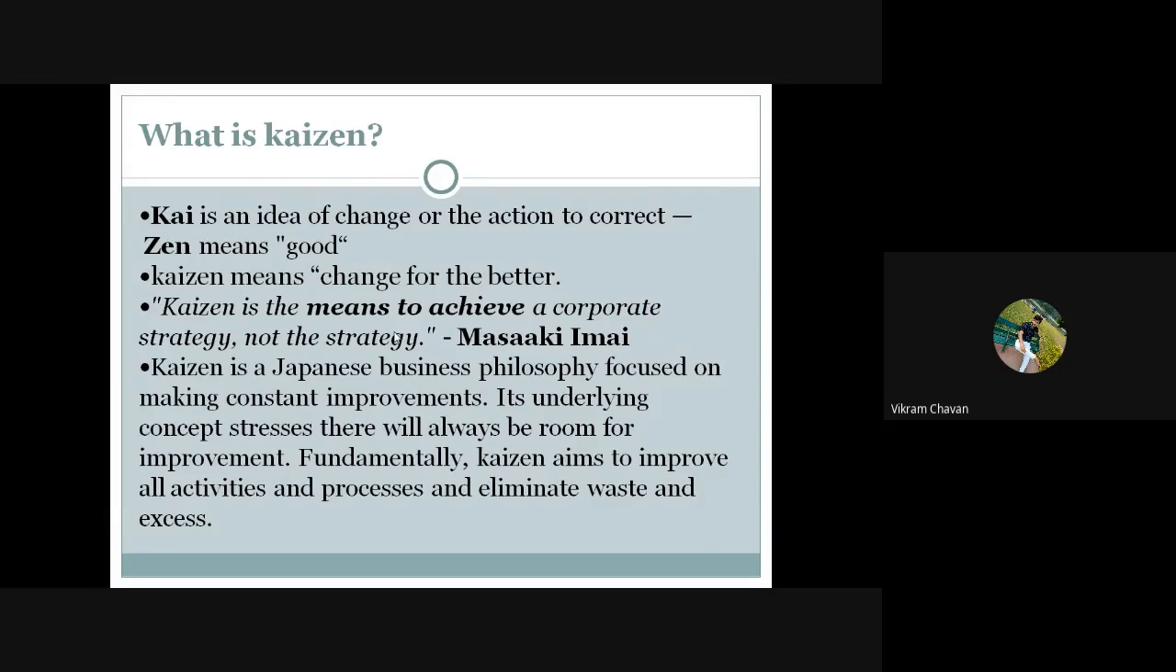KAI, Kai is an idea of change or the action to correct. ZEN, Zen means good.